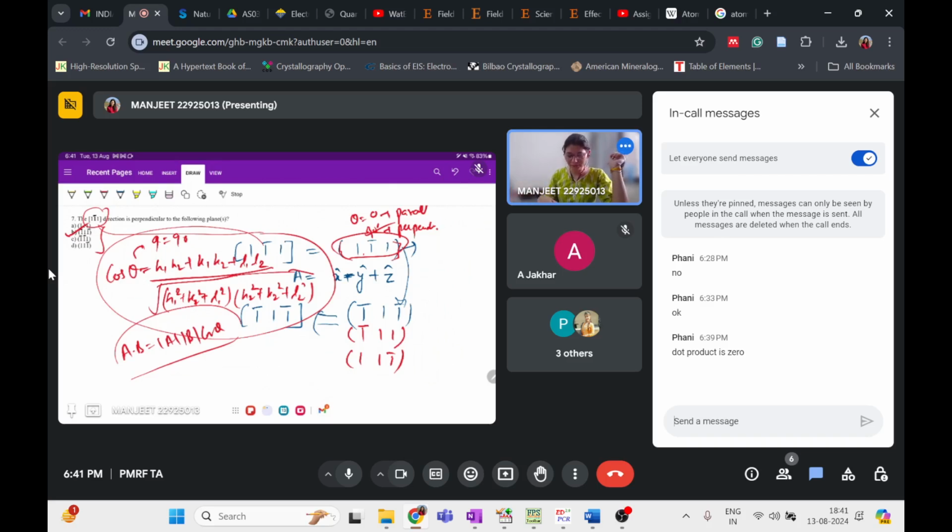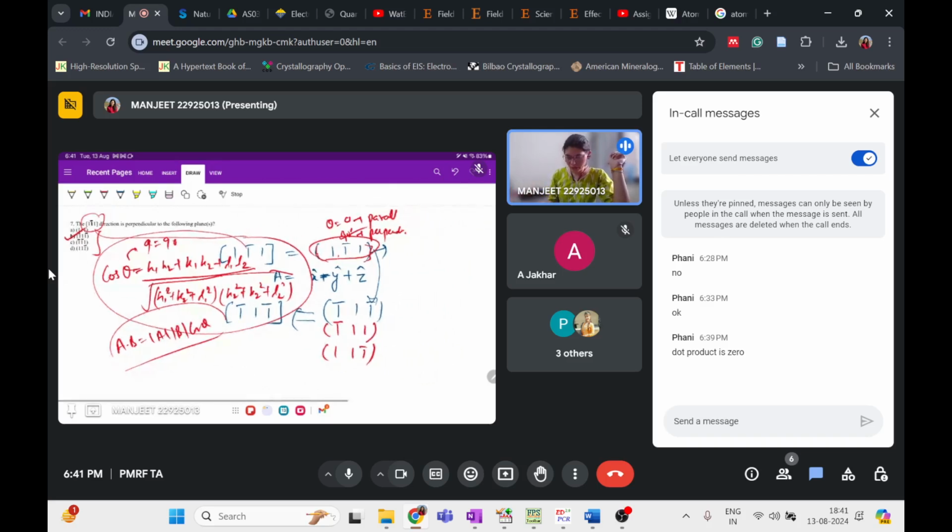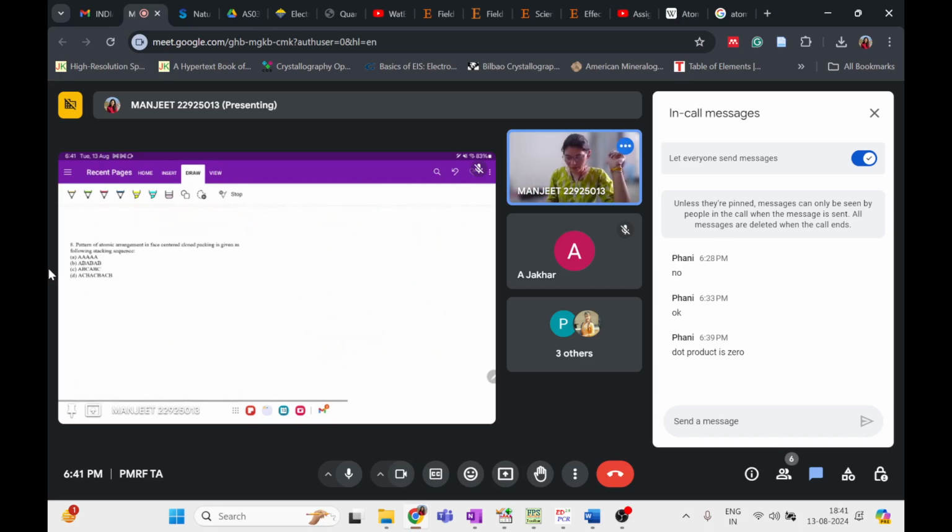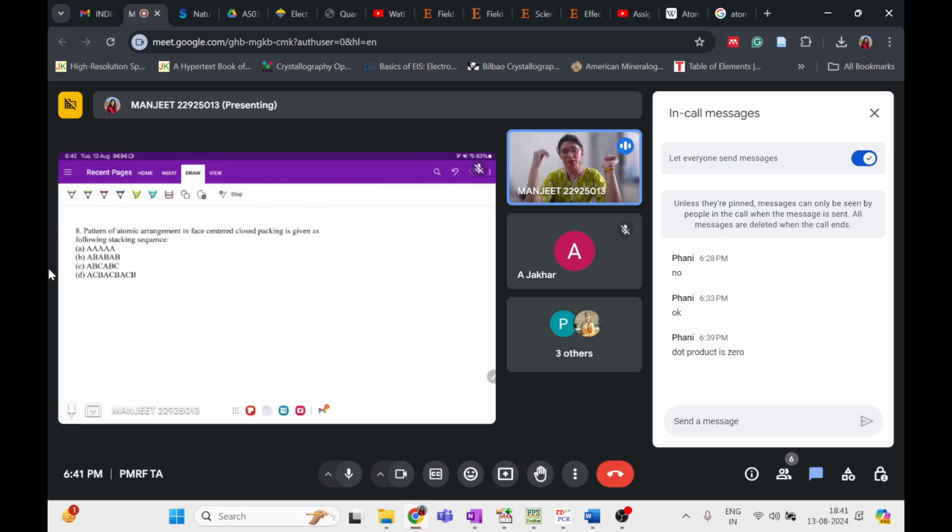Okay, so let's move to the next question. The pattern of atomic arrangement in the FCC phase, cubic close packing, is given as the following stack sequence. So for the FCC, what will be the sequence? If we have to find the FCC, what will be the atomic arrangement? Because we already know about the HCP.